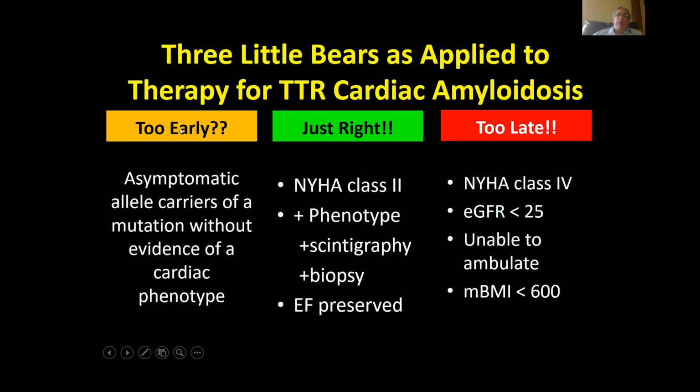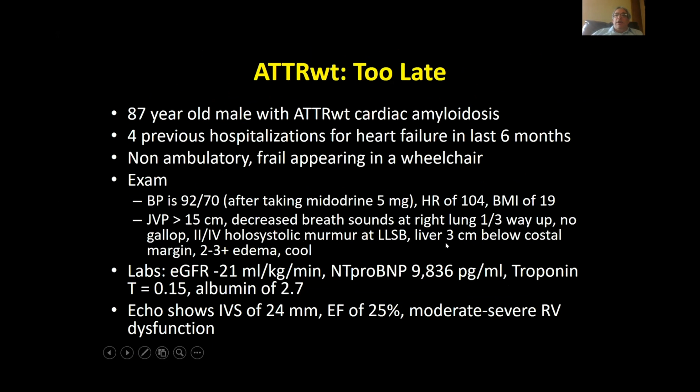Those who are too early: maybe asymptomatic allele carriers without a phenotype, and we'll show you a case. Those who are just right: mainly patients who are NYHA class 2 who have the disease. And then there are clearly patients who we didn't enroll in the ATTR-ACT trial who are too advanced and too late. So here's a subject who might show up in your office, who I think is too advanced for consideration of at least stabilizer therapy.